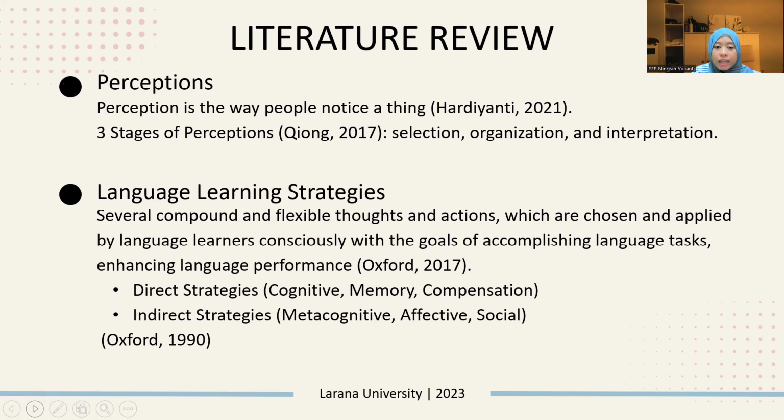The second point of my literature review is language learning strategies, which are several compound and flexible thoughts and actions which are chosen and applied by language learners consciously with the goals of accomplishing language tasks and enhancing language performance. And based on the taxonomy by Oxford in 1990, there are two strategies. The first one is direct strategies, which consist of cognitive, memory, and compensation strategies. And the second one is indirect strategies, which consist of metacognitive, affective, and also social.